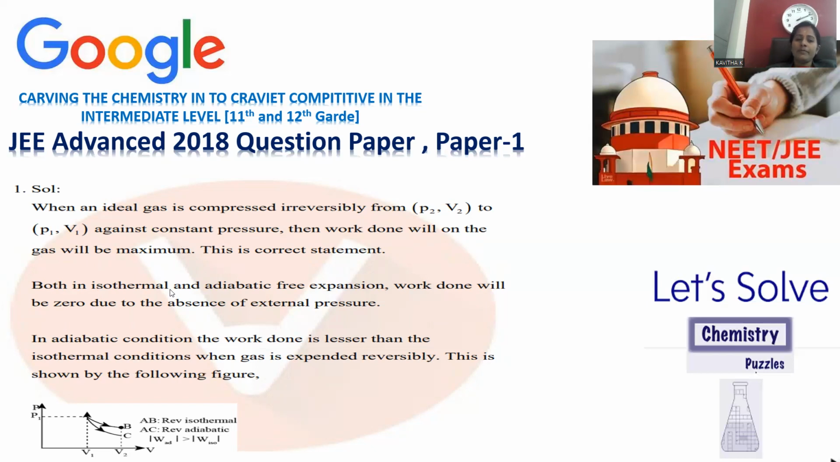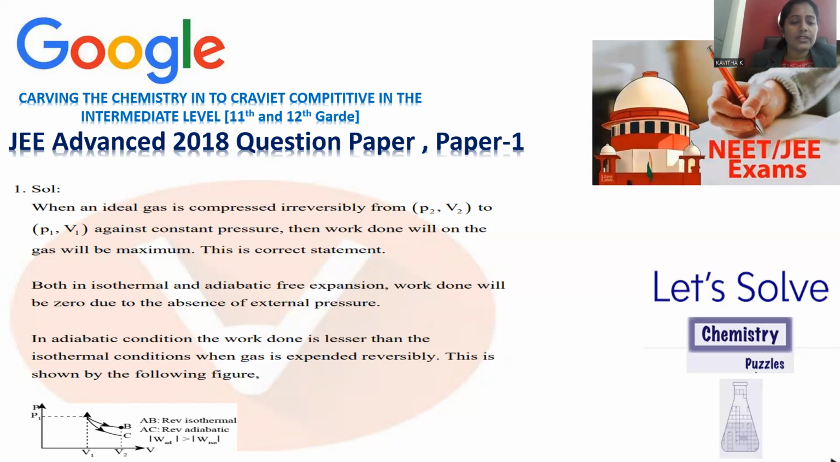In the isothermal process, meaning constant temperature, and the adiabatic process, in both cases, the work done by the system and surroundings will become zero because external pressure is not applied. When pressure is not applied, work done will become zero. Under adiabatic conditions, the work done is lesser than under isothermal conditions. Adiabatic conditions always give a lesser extent of work done in comparison to the isothermal process.